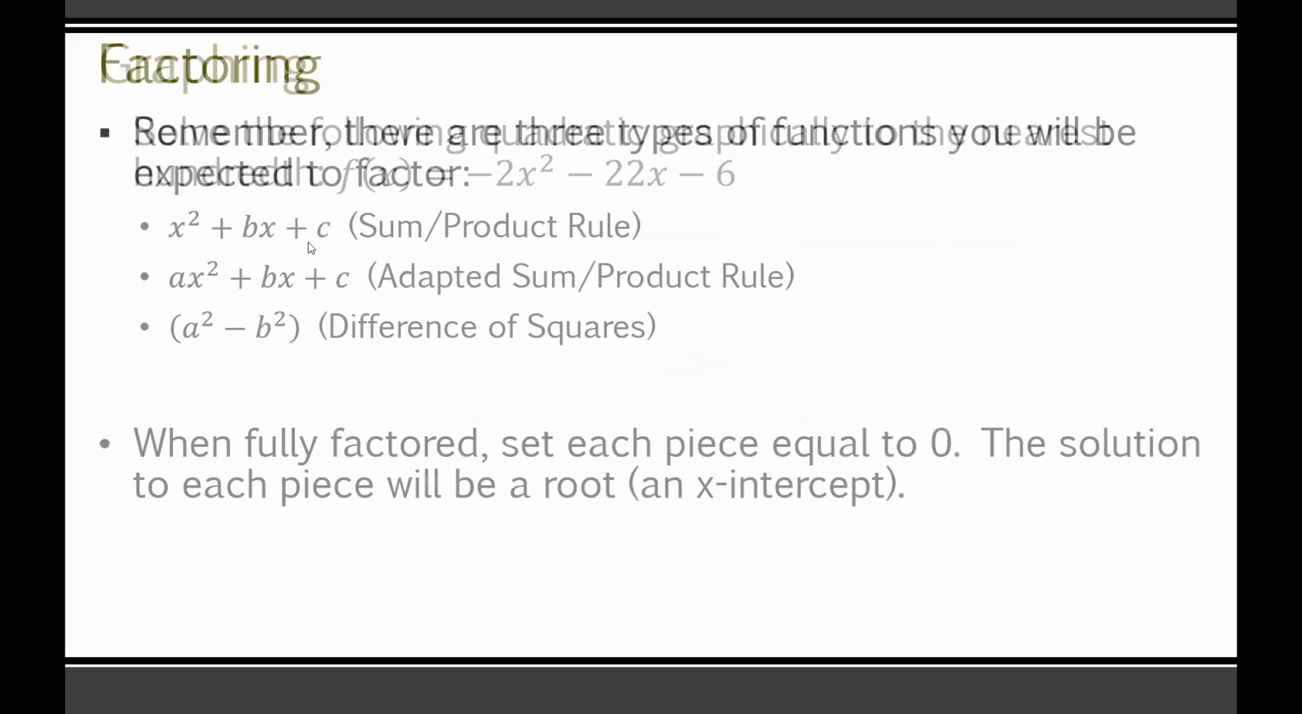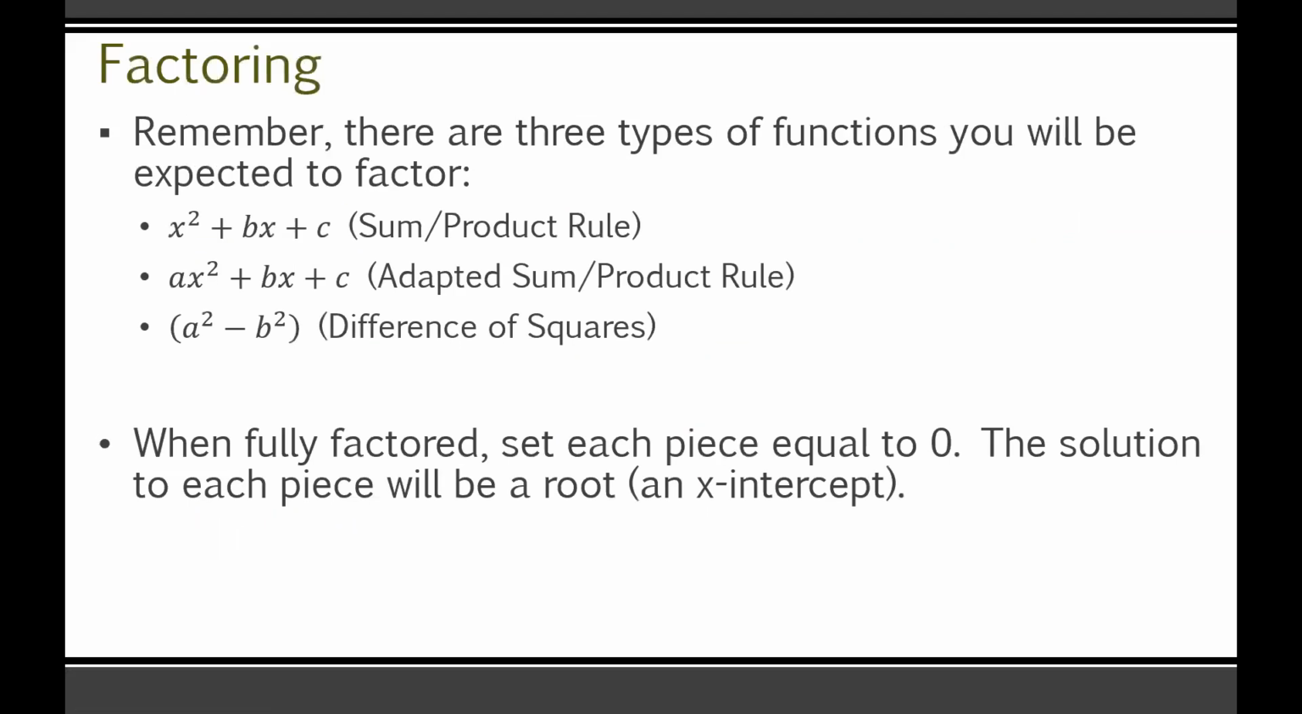Here we go. Factoring. This is like the biggest, and I would argue almost most important part of chapter 4, is understanding how to factor a quadratic, because factoring provides one of the best ways of actually finding your x-intercepts. It actually spells it out algebraically very, very well.